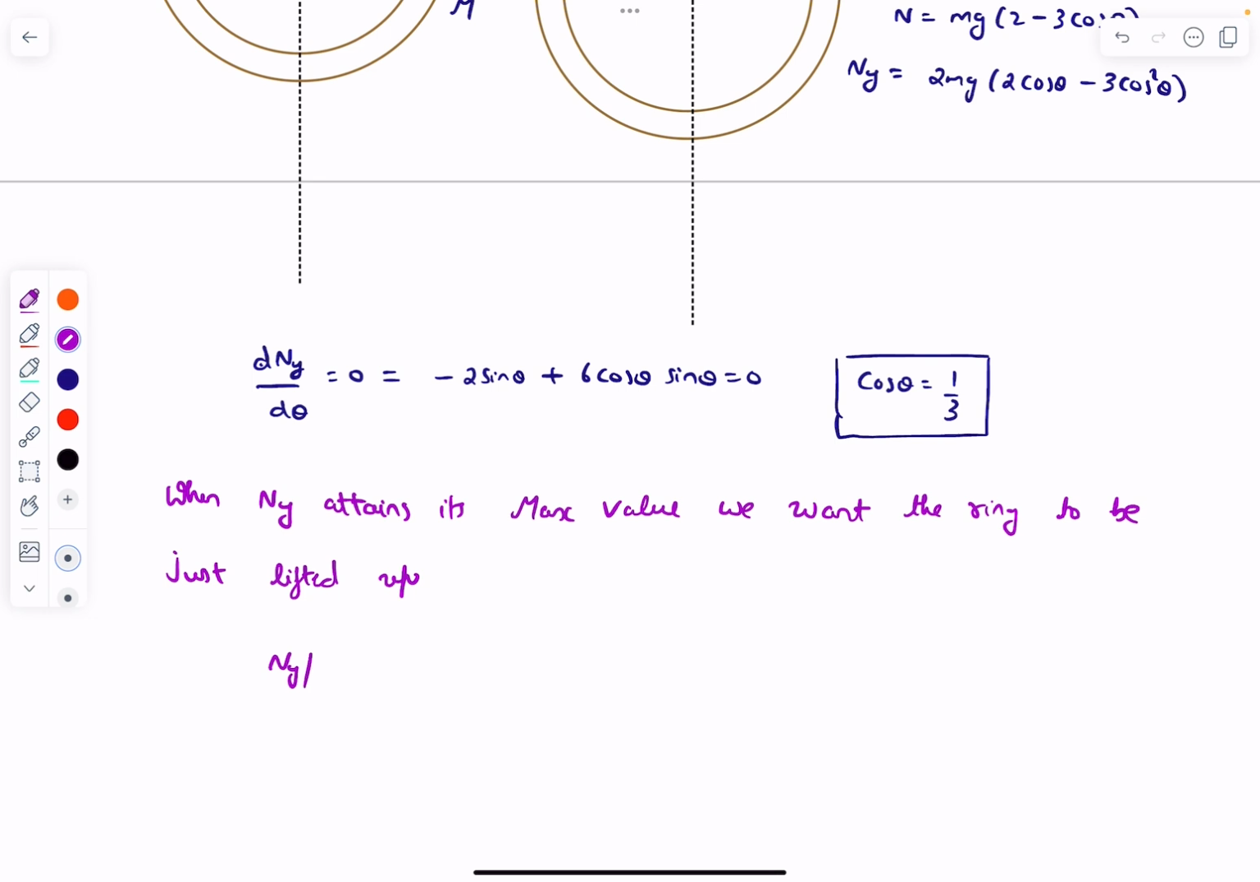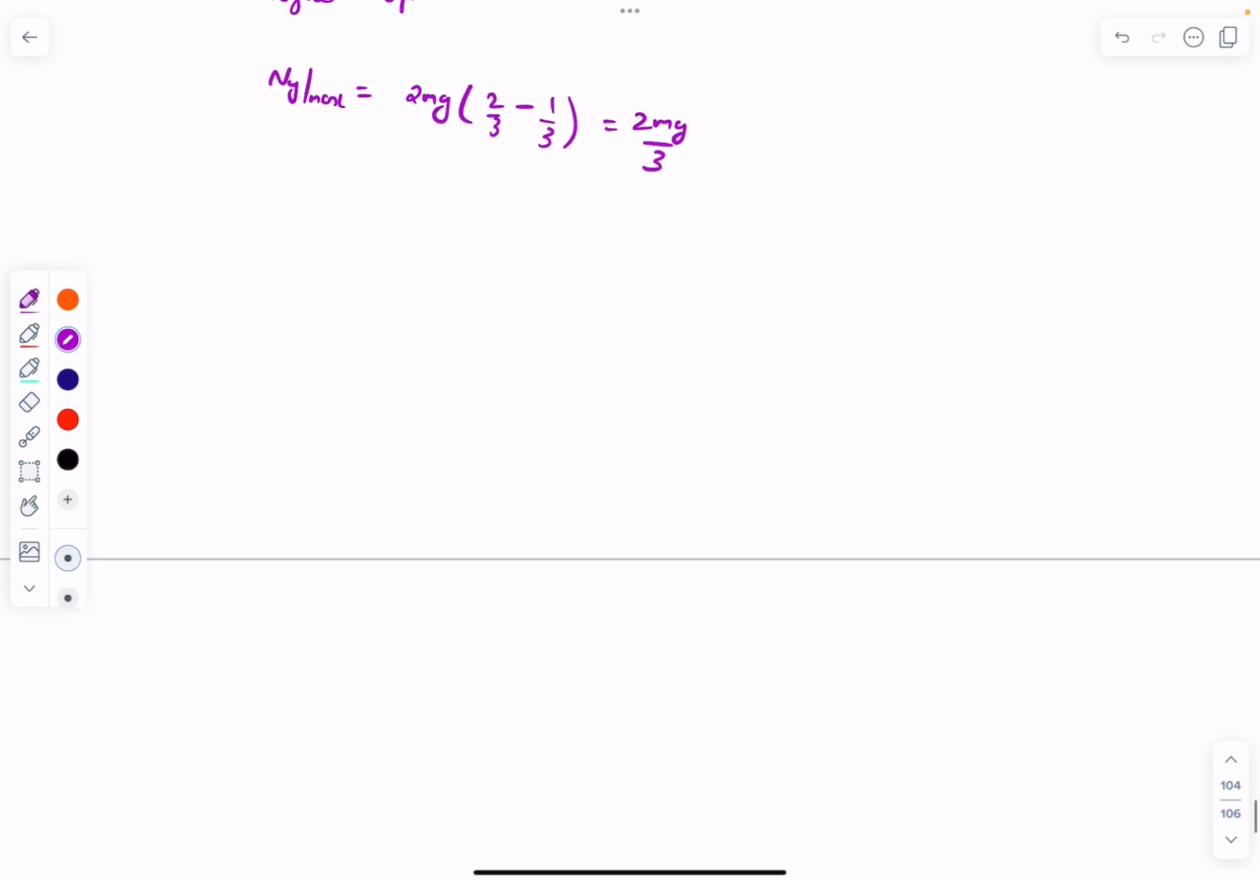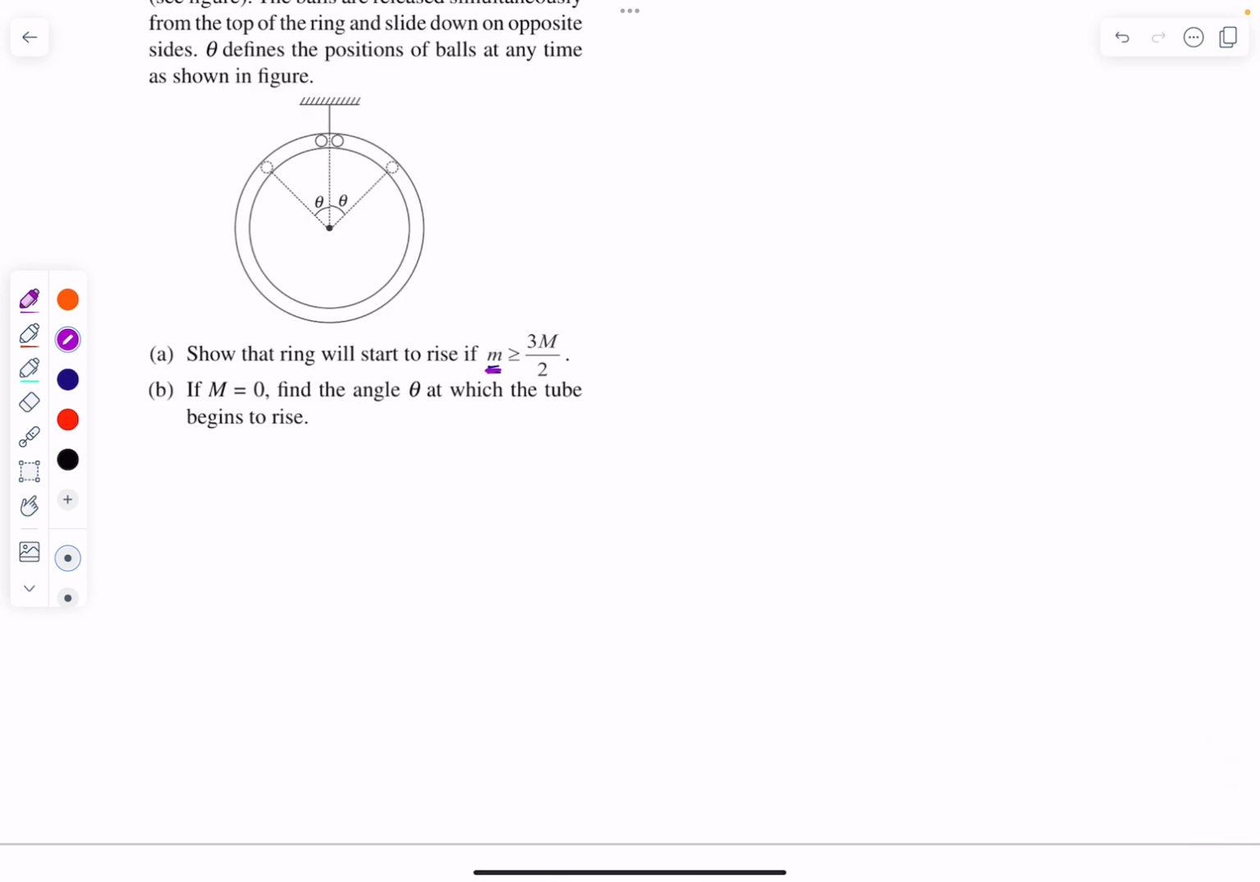So for the maximum value of Ny, we'll just put cos theta equals 1 by 3 in the expression. We'll get 2mg times (2 by 3 minus 3 by 9). So this just becomes 2mg by 3. So the maximum lifting force on the ring, which is 2mg by 3, if this is greater than or equal to the weight of the ring, then it will be barely lifted up. So this just gives us the condition that small m must be greater than or equal to 3M by 2. So this was the required answer. This is what we had to show for the first question.